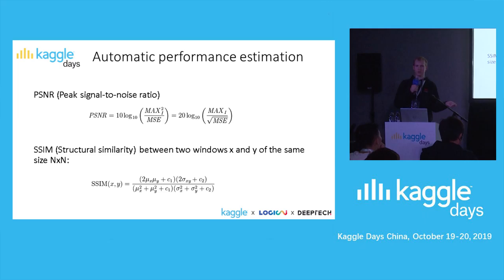Which can be computed just automatically. The first one, called PSNR method, is peak signal to noise ratio. It just computes first the MSE between the predicted image and the target one. Then here, the max is usually the maximum possible value of the image, usually like 255, just a constant. And then just apply this formula, this logarithm.